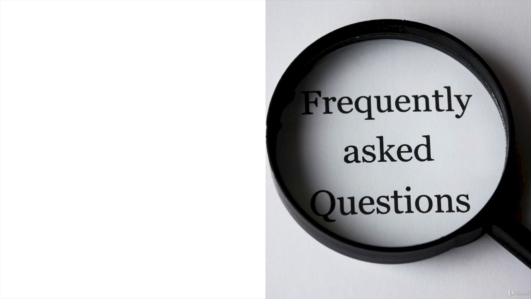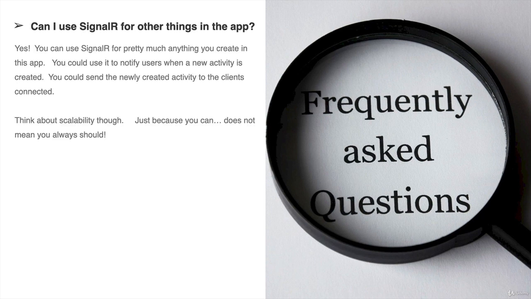So just a frequently asked question, can we use SignalR for other things in the app? It's pretty cool, right? We've got this live communication going on between our clients and the server. And it would be good if we could notify our clients that are connected to our app in general about anything that's going on, because that's a good way to keep users connected to your application, which is always a good thing. And the answer is yes, you can use SignalR for pretty much anything you create in this application.